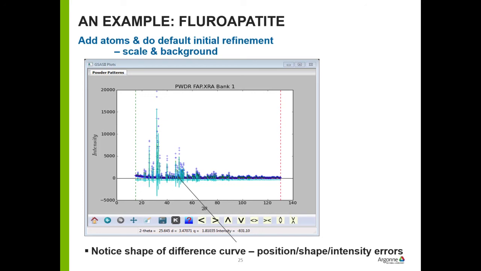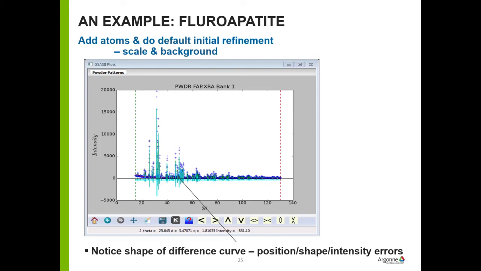The way you do this is that you start off by putting in your initial starting model, and you do a default initial refinement, which is simply the scale factor and the background. You don't do anything else, because the scale is likely to be way off from what it ought to be, and you don't want to refine on something when the model is as bad as that. So the first thing you do is the scale and the background. And here's the result. What you should then look at is the shape of the difference curve, because that tells you what to do next.